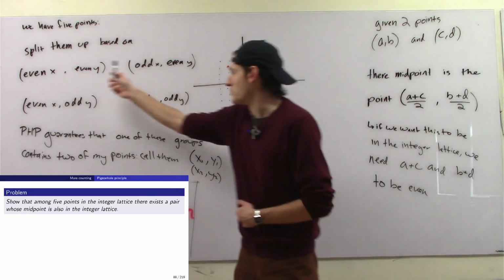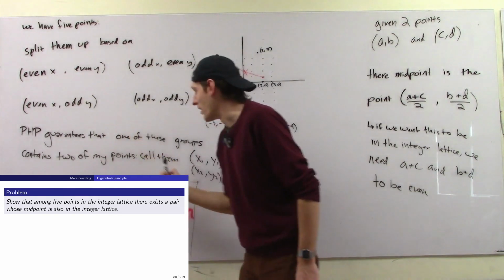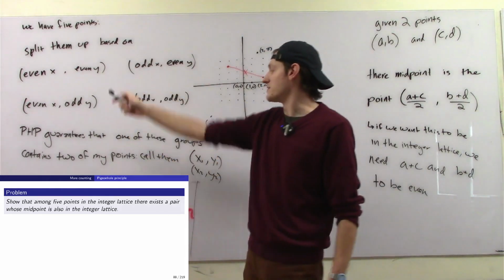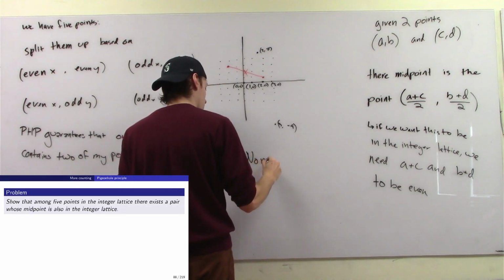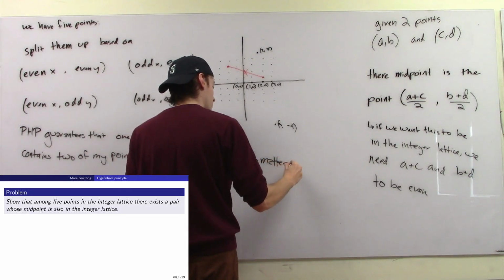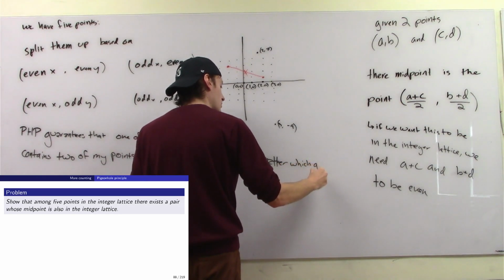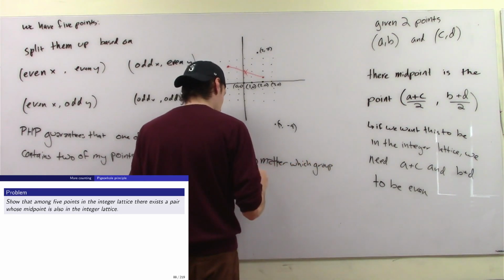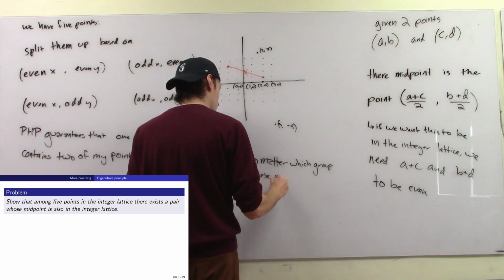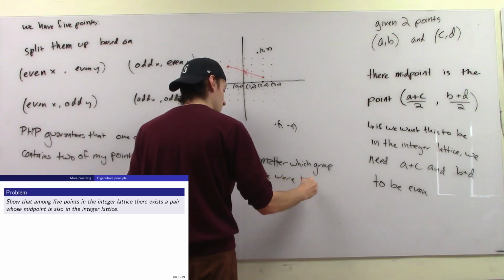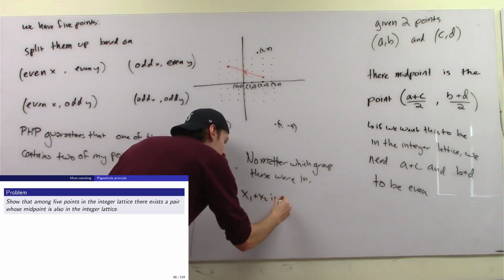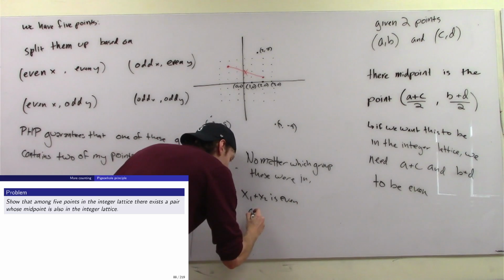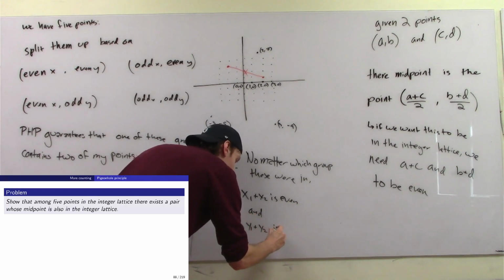So what does this mean? You can sort of do a breakdown. I'll spare you the details, but in each of these cases, no matter which box or which group these were in, x1 plus x2 is even, and y1 plus y2 is even.